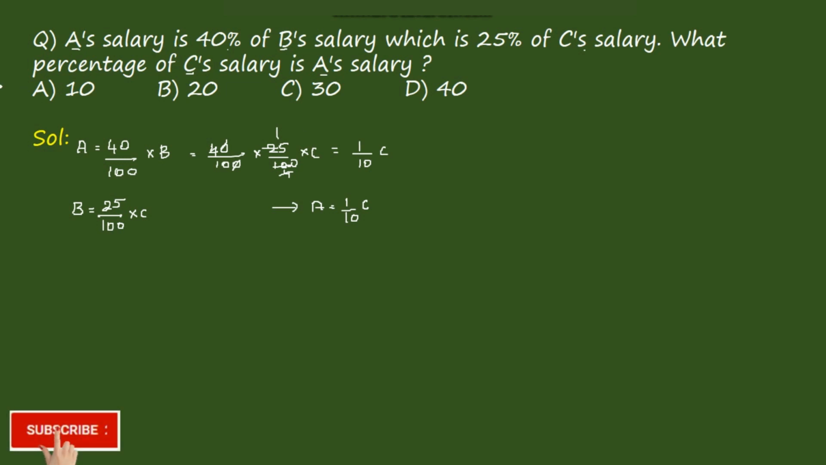But they are asking in terms of a percentage. Percentage of C's salary is A's salary. Then just multiply with 100. Then you get A is equal to 1 by 10 into C into 100 percentage. 0, 0 get cancelled. So you can say A is equal to 10% of C. Right? So the answer is option A.